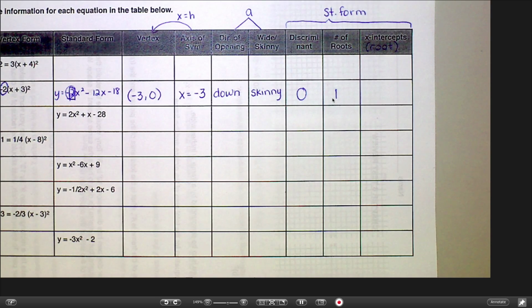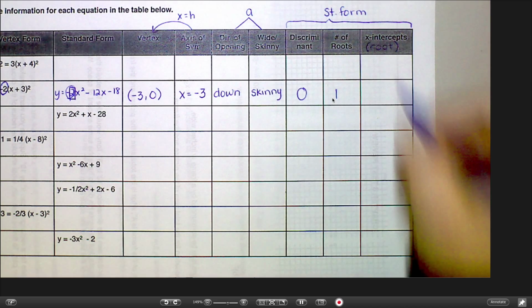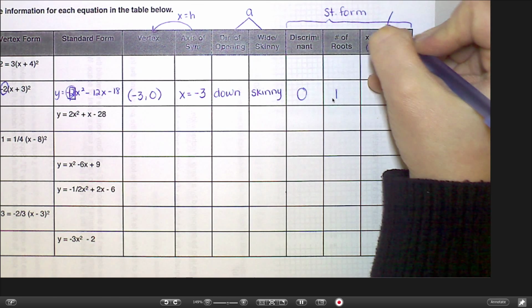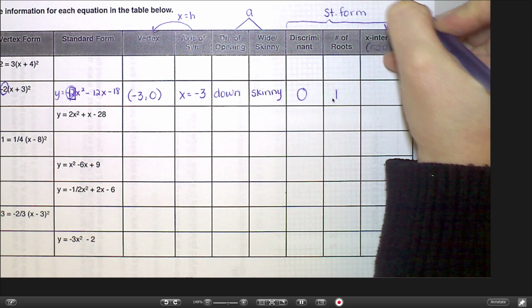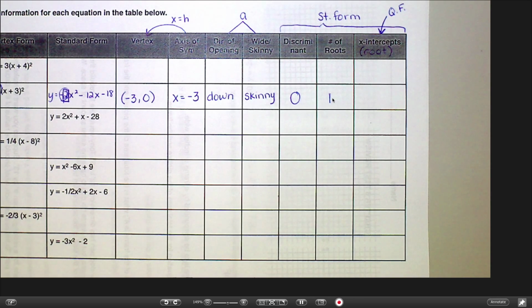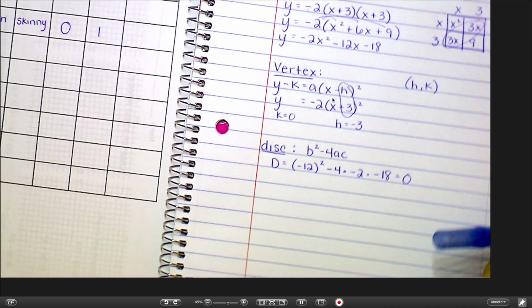How do I find what my actual root is? How do I find roots? Finish doing the quadratic formula. For finding the x-intercept or finding the roots, you're going to have to use the rest of the quadratic formula. X-intercepts and roots are the same thing, but you're going to have to go back and finish off that quadratic formula.